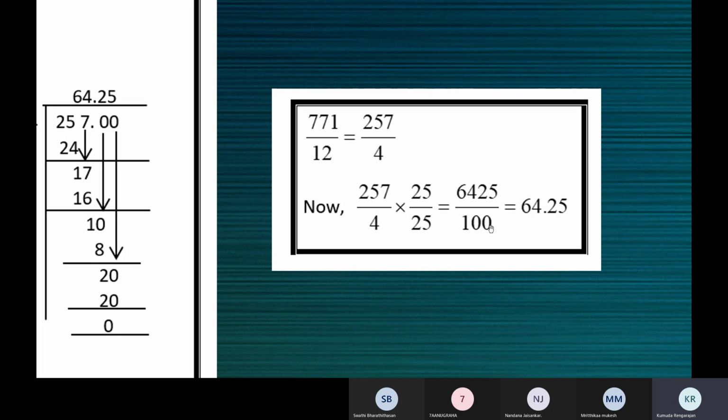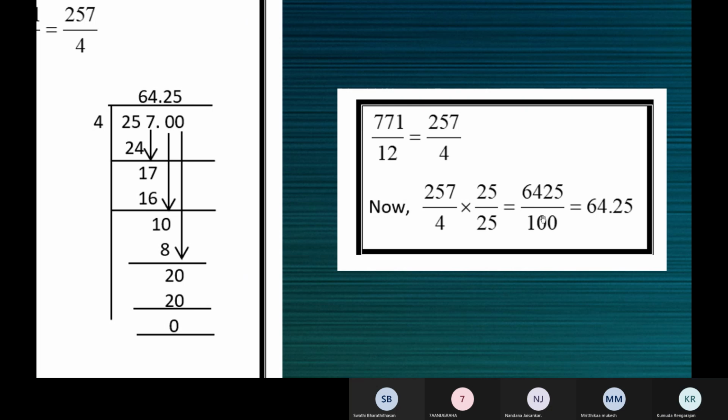Now the denominator is 100, 2 zeros. So when you divide 6,425 by 100, the quotient will be 64.25. Why? Because of 2 zeros, so place a decimal point in such a way that there are 2 digits after the decimal point. So 64.25. This is one.